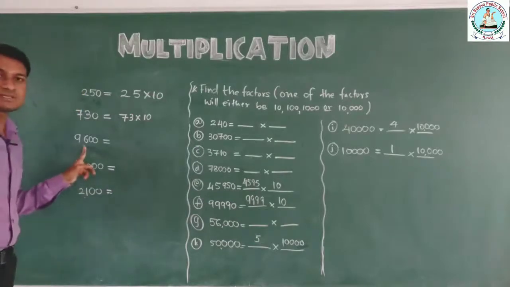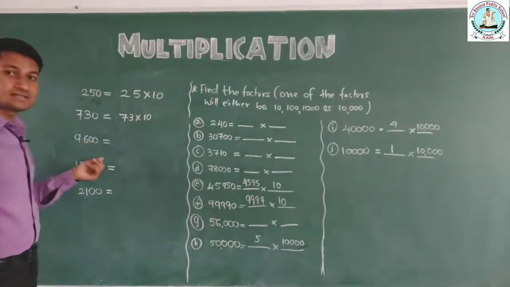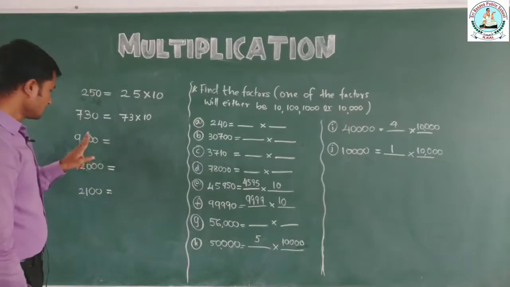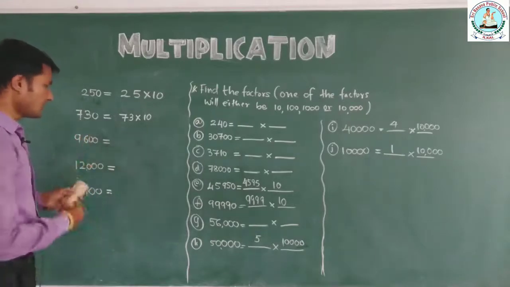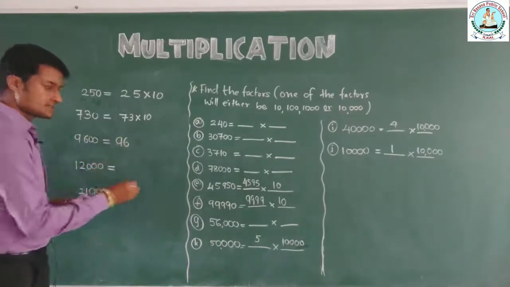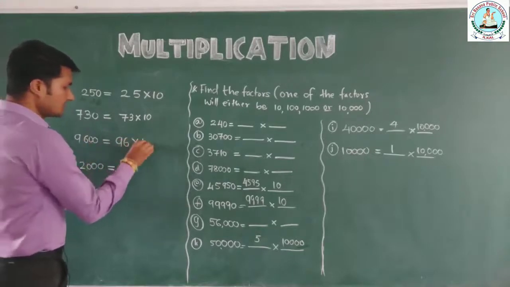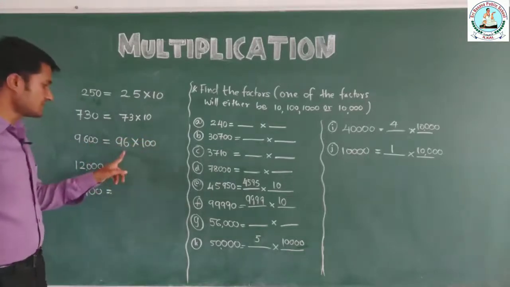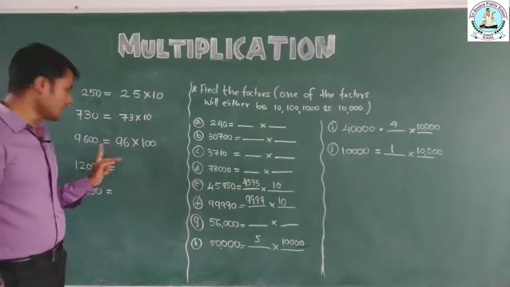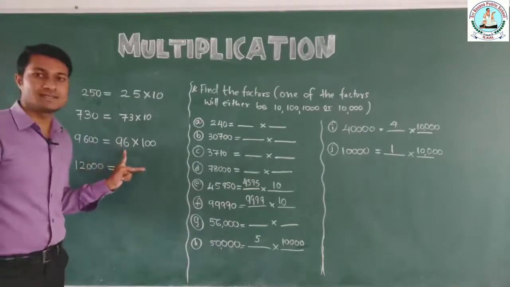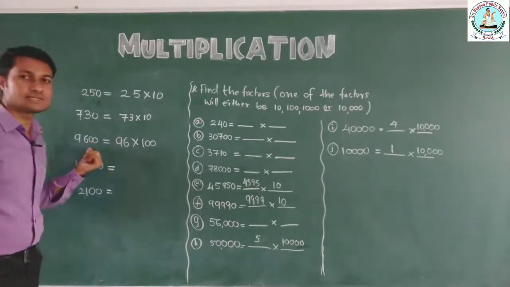So how to express this 9600? As I said, just hide the number of zeros. So when you hide the number of zeros, you see only 96. So write that 96 times, then 2 zeros mean it is hundreds. So by this we can say, how many hundreds are there in 9600? There are 96 hundreds in the 9600.